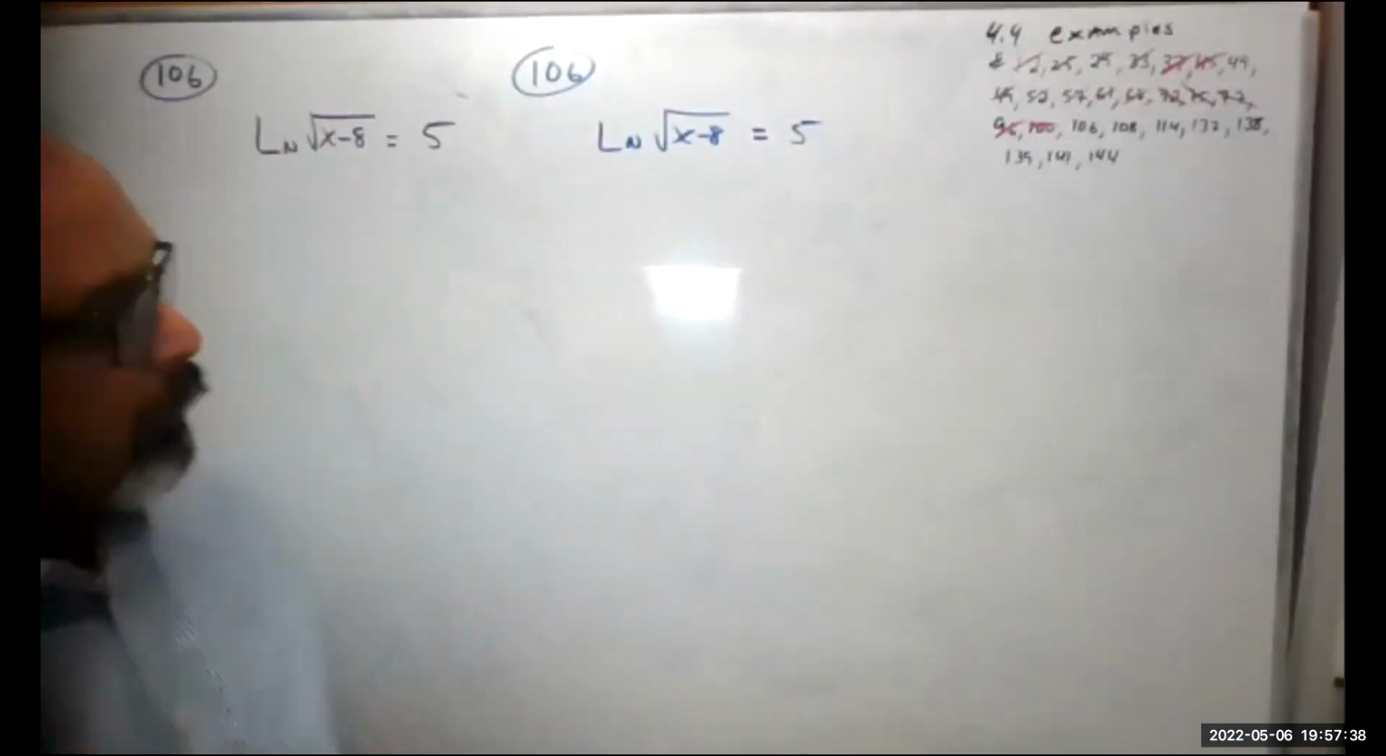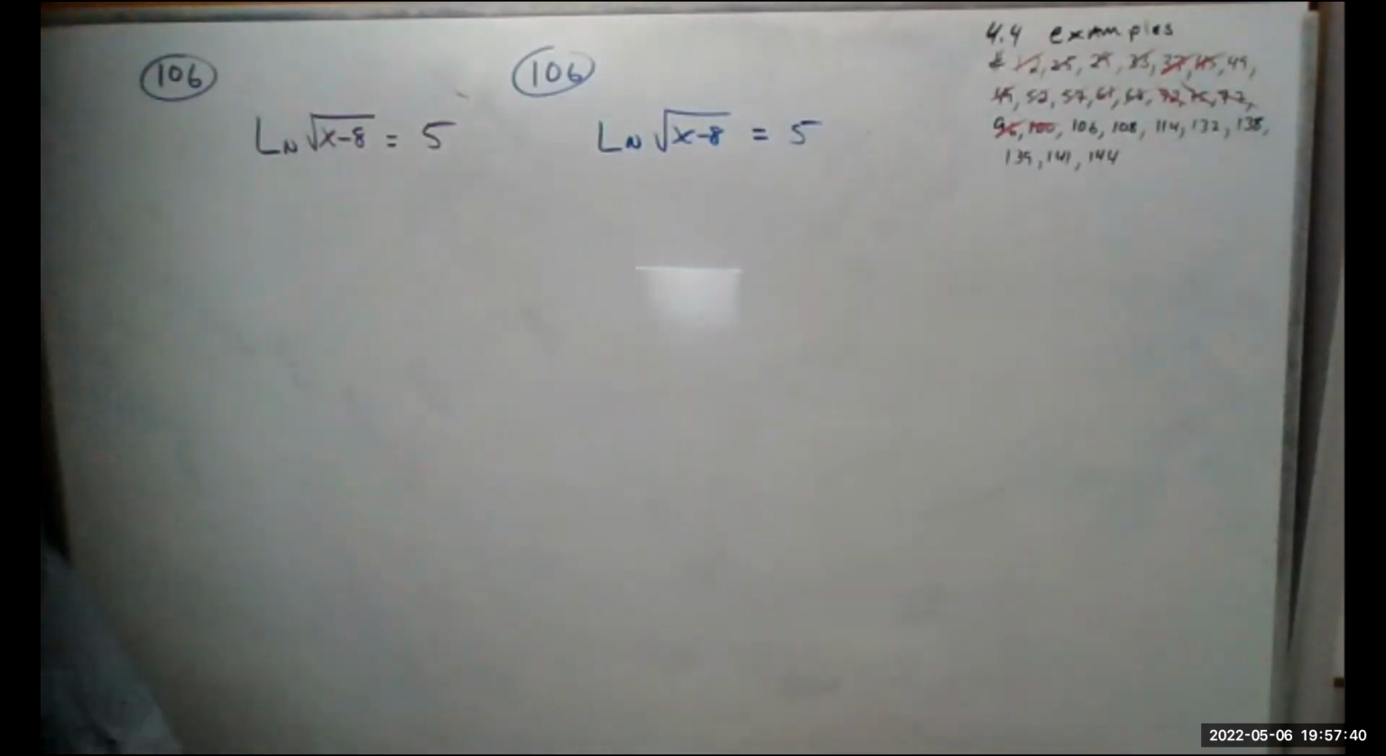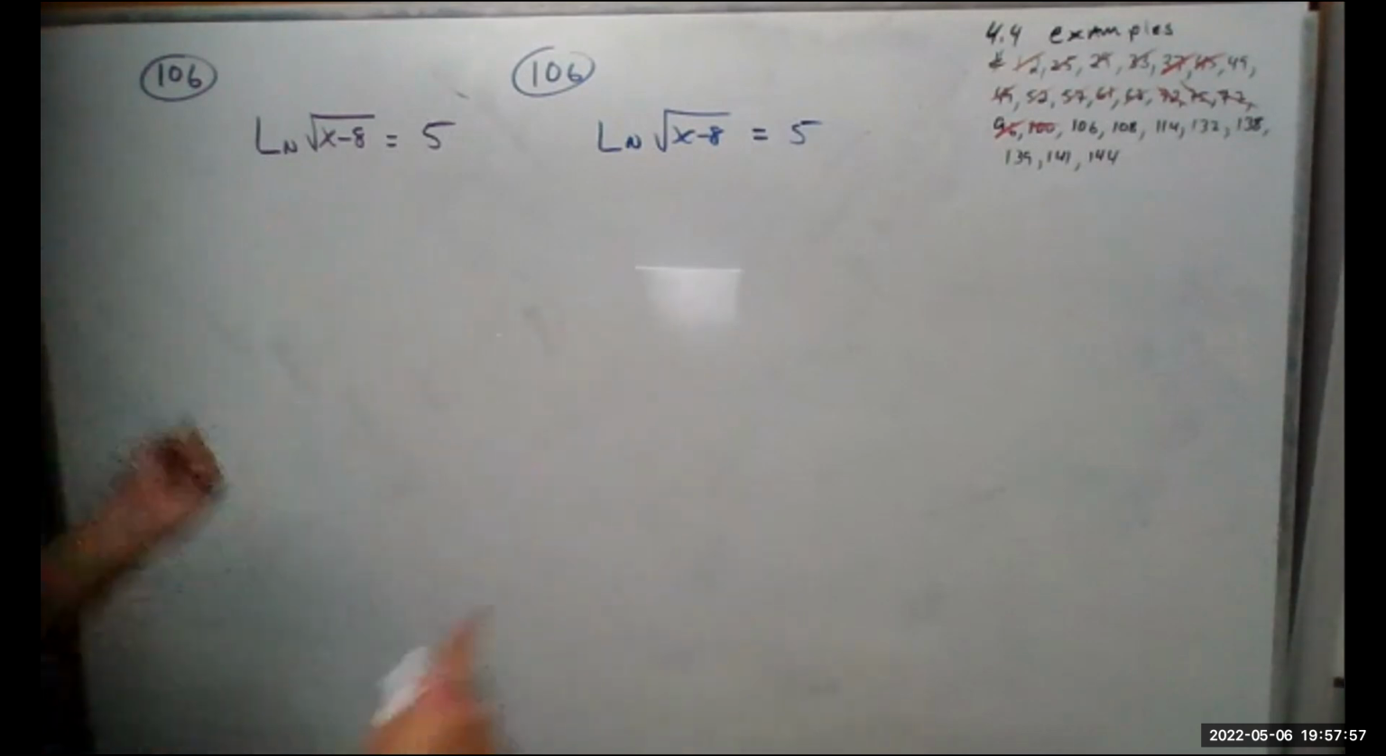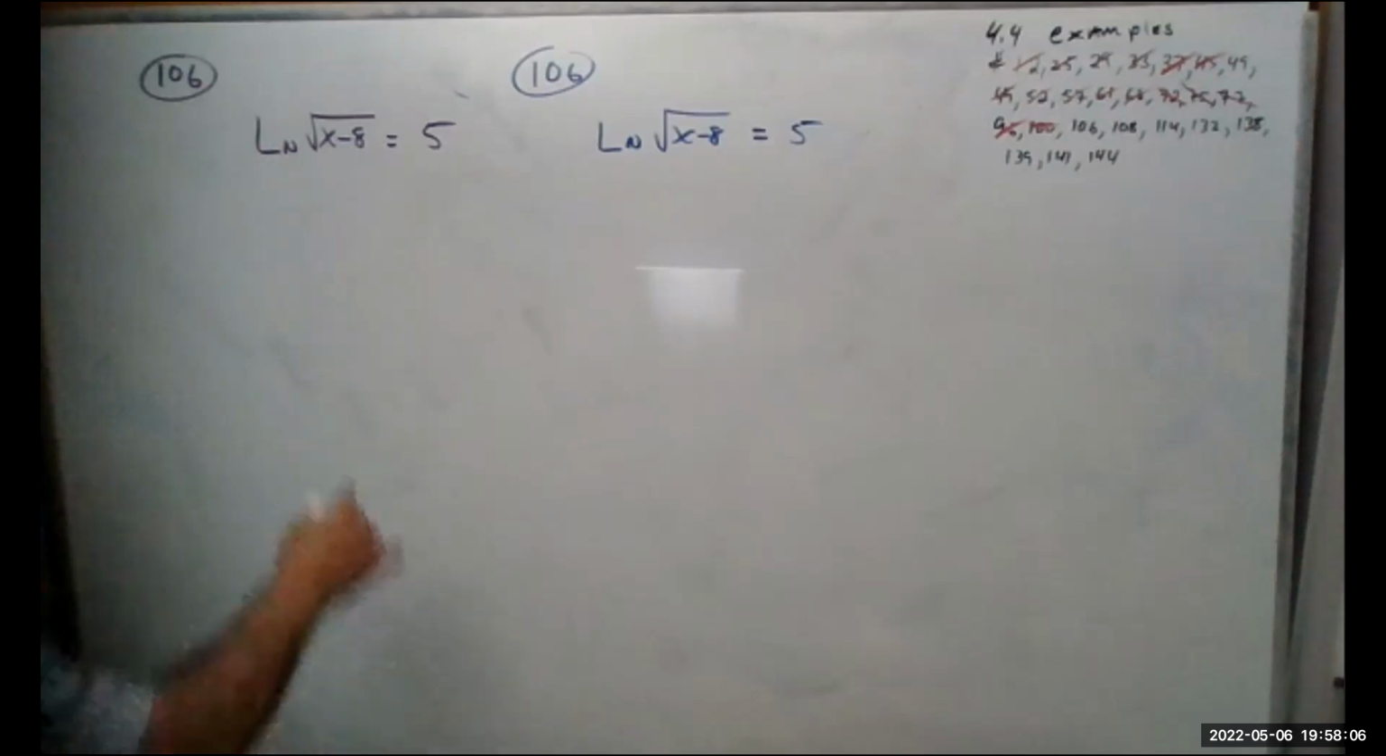Now, I've written up 106 twice because I want to show you 2 different ways. I know from the perspective of sitting where you have sat, you look at this going, I don't know which way to start, where do I go? One time you're bringing down powers, writing square roots as exponents, next time you're not. So I'm going to show you how both ways can work.